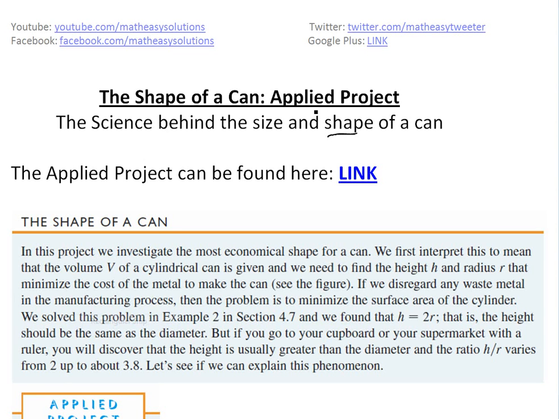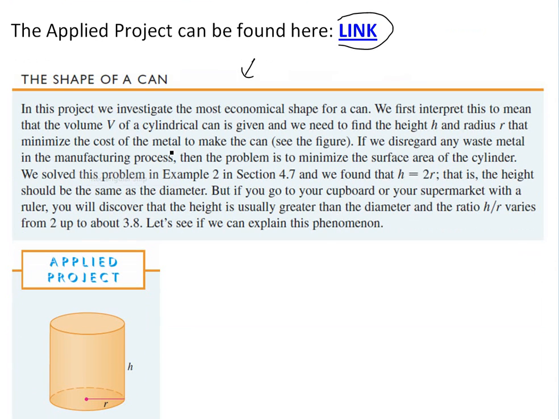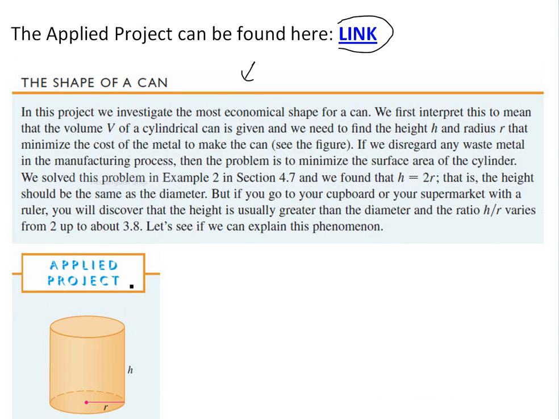This is actually an applied project question inside my calculus book, and you could click on this link here and you'll see where I got this question from. I found it really interesting, so might as well just do math easy on it. So basically, this question is about the shape of a can. This is an applied project, and you have a volume of a cylinder kind of like this.